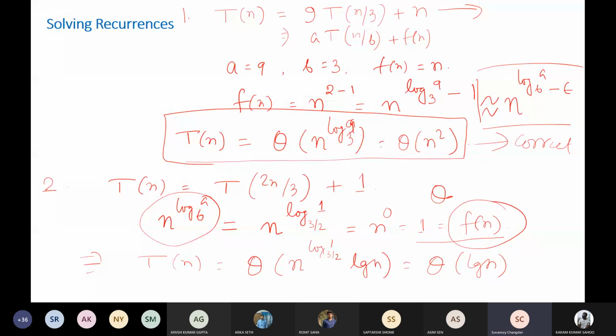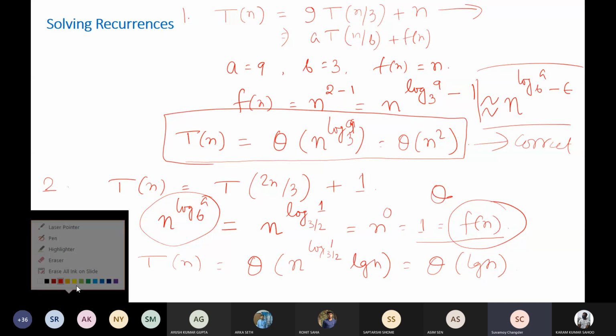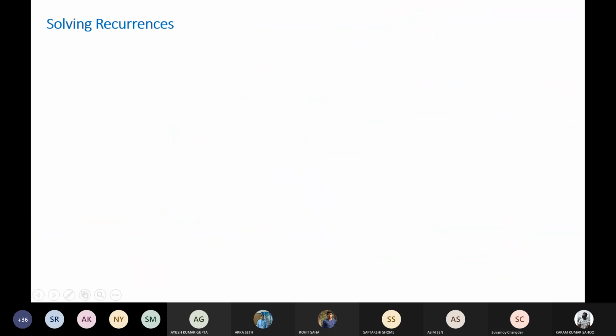Great. So let us go for another example. Let us consider T(n) is equal to 3T(n by 4) plus n log n. So here, what is the value of a? a is equal to 3, b is equal to 4.